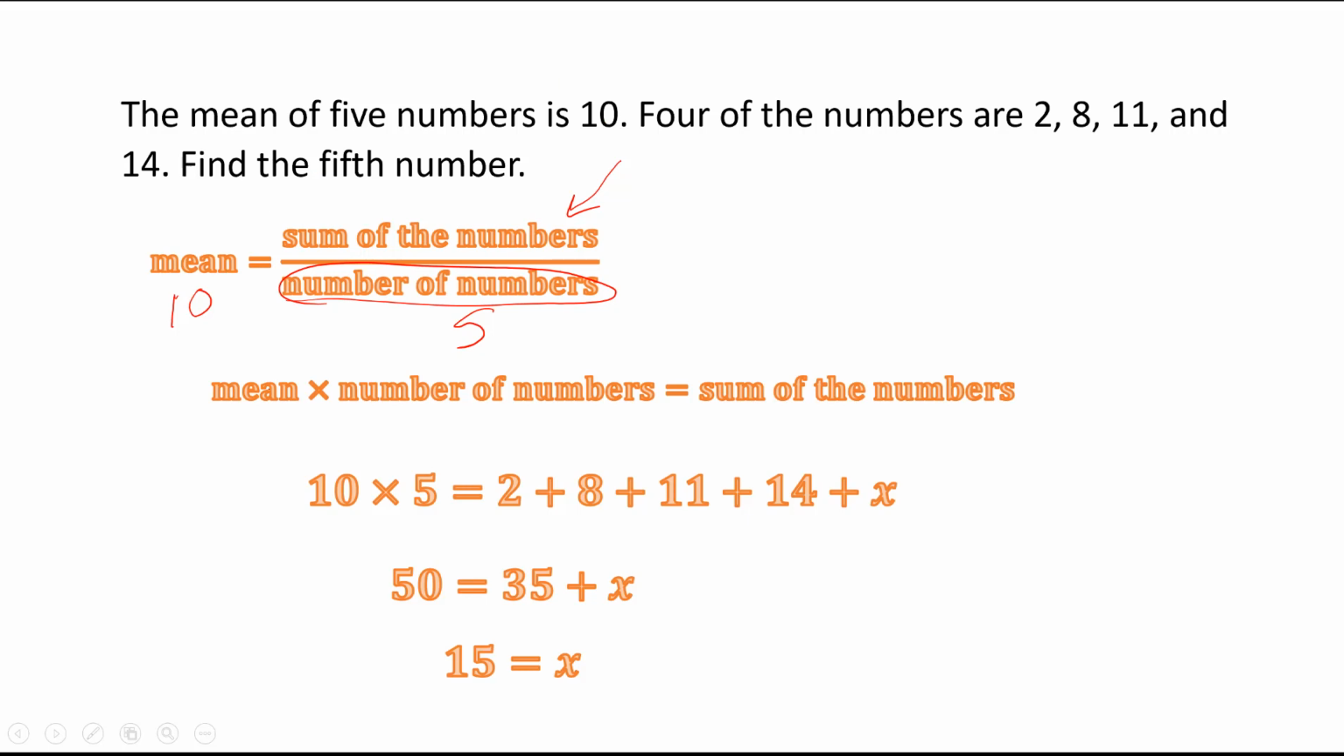All right, so this is the key equation here: if they tell you the mean and you know how many numbers there are, you can multiply those two things to figure out how much the numbers must have added up to.